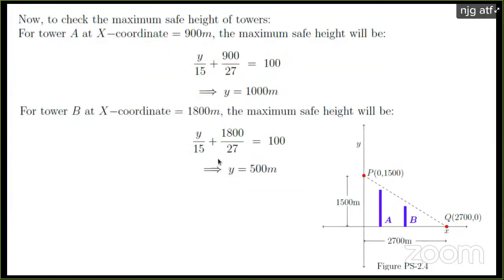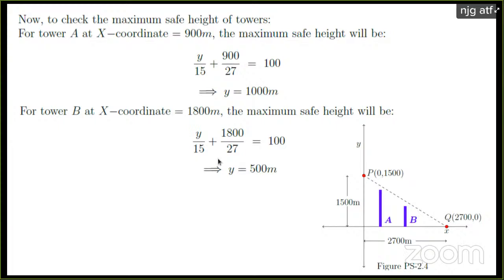Second part is just to find the maximum safe heights of the towers. Tower A is at some 900 meters away. That means the equation of my tower A is something like x equals 900, right? So at 900 meters my tower A exists, and at 1800 meters my tower B. I just have to calculate the maximum safe heights of these towers.